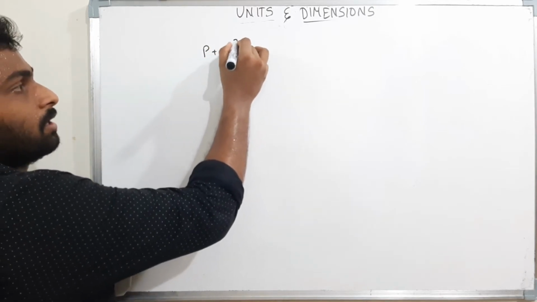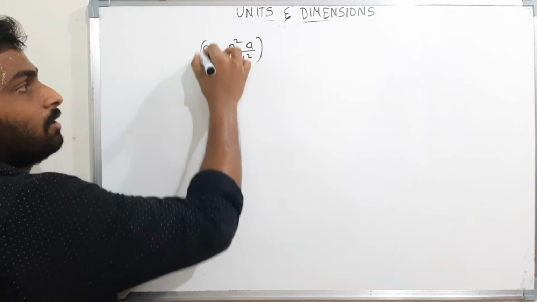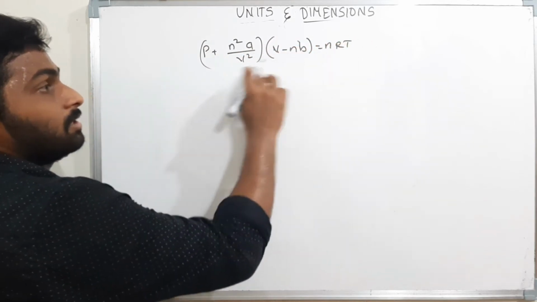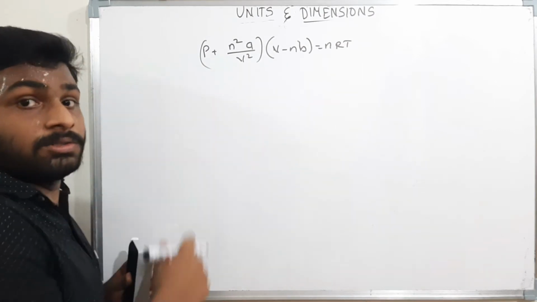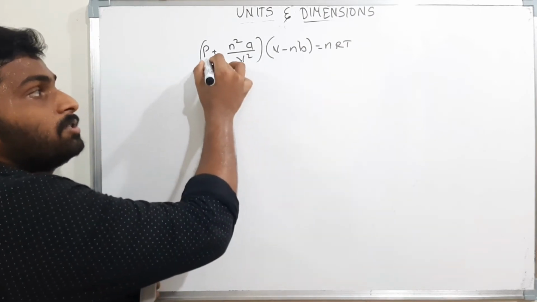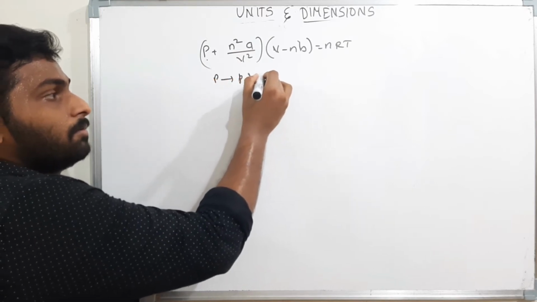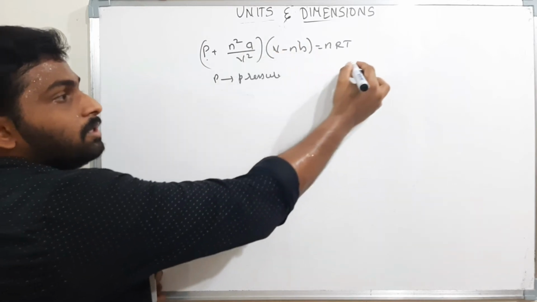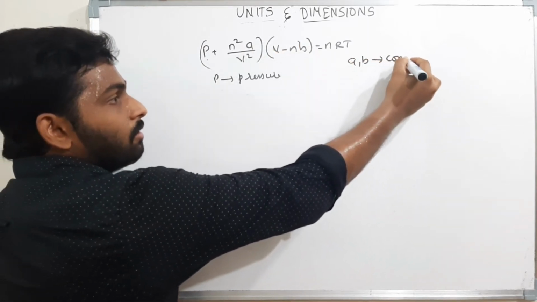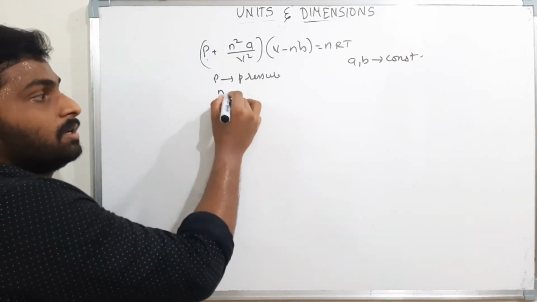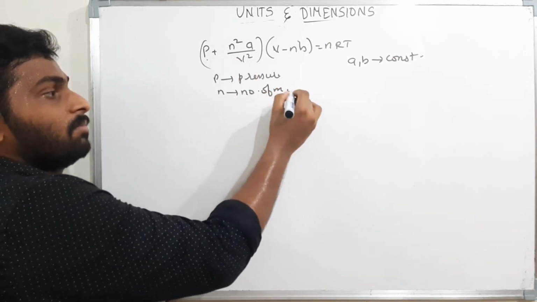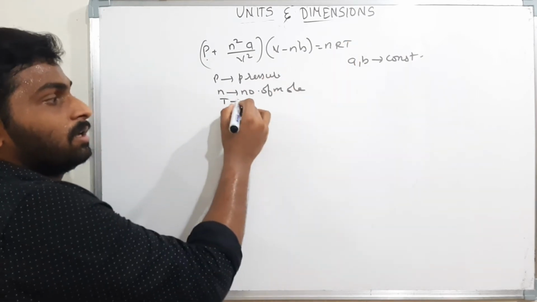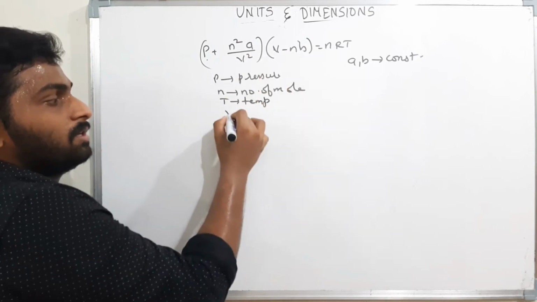(P + n²a/V²)(V − nb) = nRT. I think this is a very famous formula. What is that? The Van der Waals equation you study in chemistry. Now, what is P? P is pressure. A and B are constants, n is the number of moles, R is the universal gas constant, T is temperature, and V is volume.